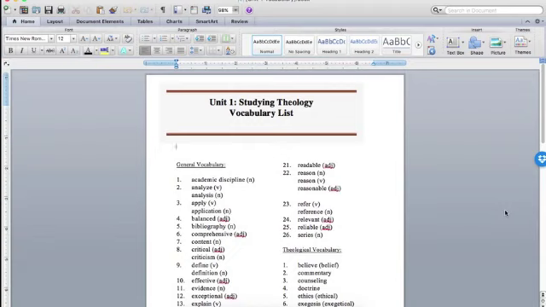11, evidence. I cannot find any evidence to support your thesis. 12, exceptional. Thomas Aquinas' grasp of Aristotle's philosophy was exceptional.